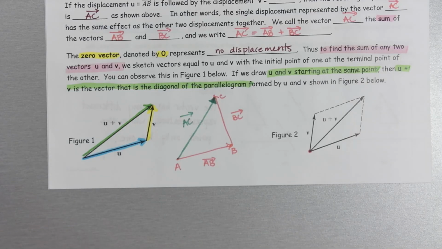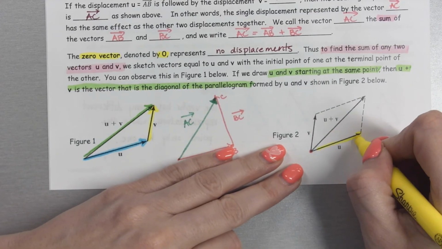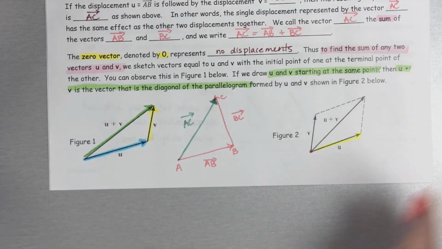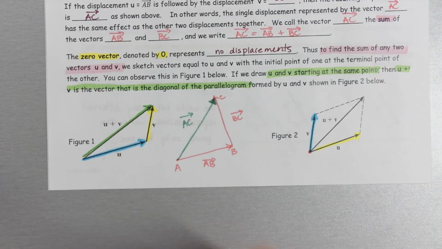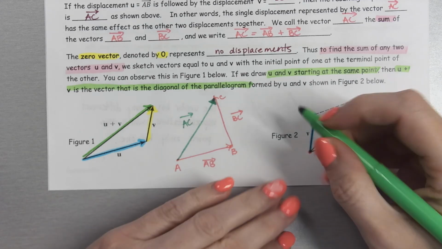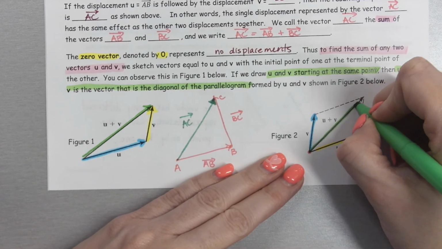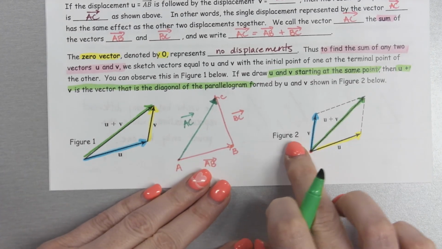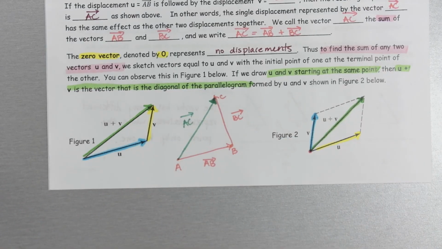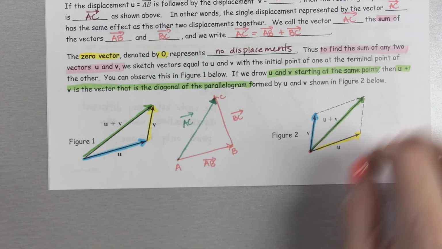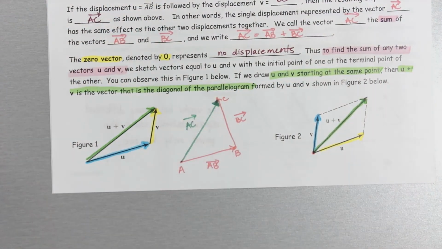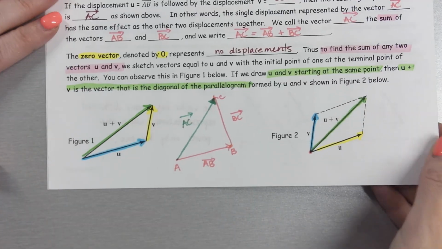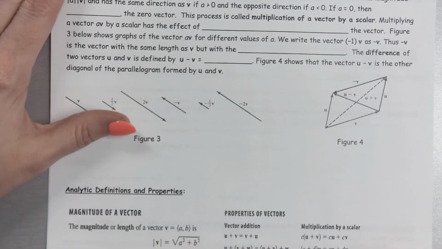Okay, so you have the same initial point. What this is telling you is if you start these at the same initial point, when you're trying to find the sum of the two vectors, it is the diagonal of the parallelogram formed by these. So you can construct the parallel sides. We are going to be practicing that tomorrow. Thanks for hanging in there. I know it's a lot of terminology today, and tomorrow we'll put a lot of this in motion.